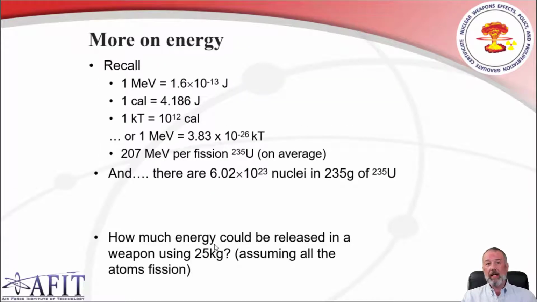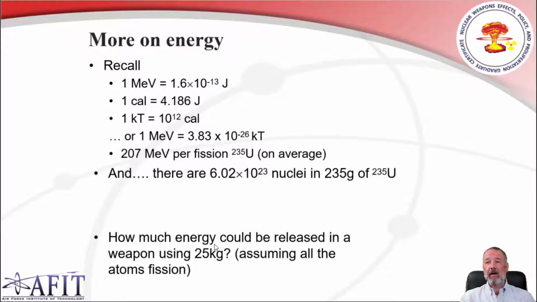Okay, so what we're going to look at here is the energy release when we fission a whole bunch of nuclei at the same time. So imagine that you have yourself a metal piece of uranium-235. Call it 25 kilograms. And you want to know how much energy you're going to get out of that if every single one of those nuclei undergo fission.